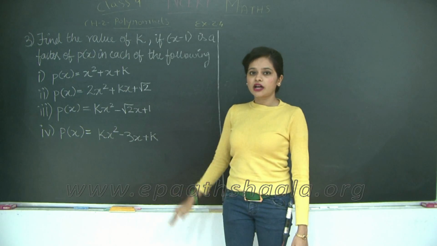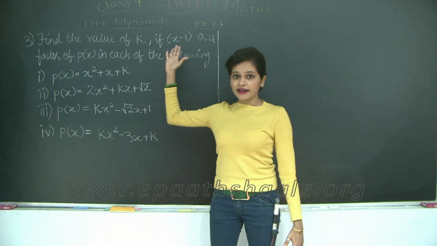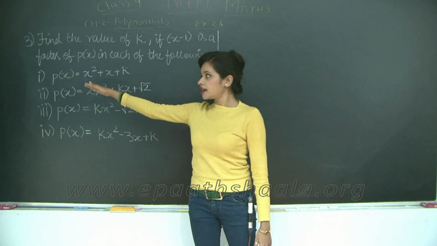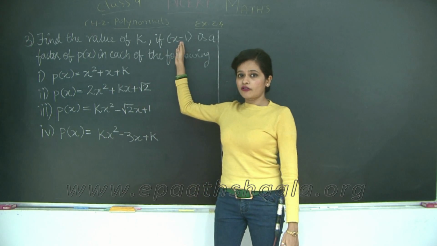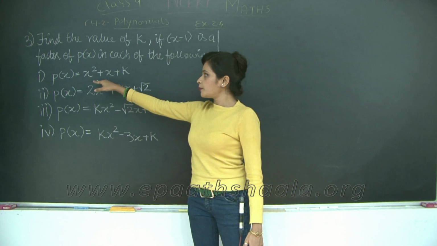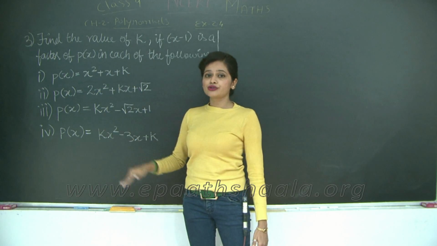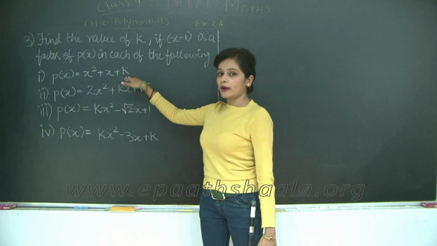So, what strategy are we going to follow to find the value of k? Now, since x minus 1 is a factor of p(x), if we substitute the zero of x minus 1 into the polynomial, we will get the polynomial as 0. That is, the remainder will be 0. So, we are going to use this particular strategy to find the value of k.